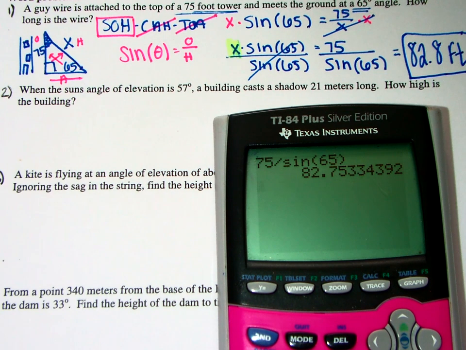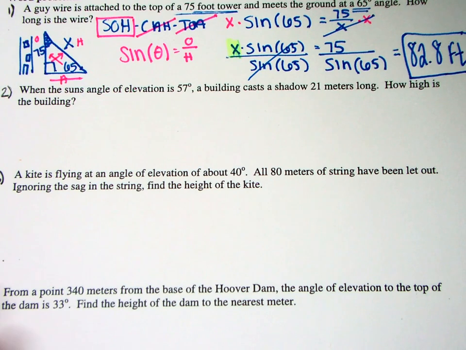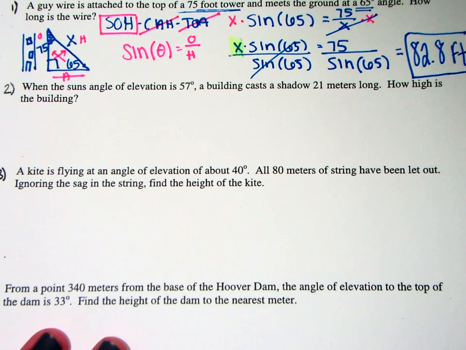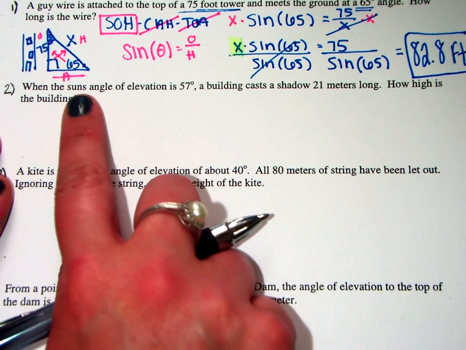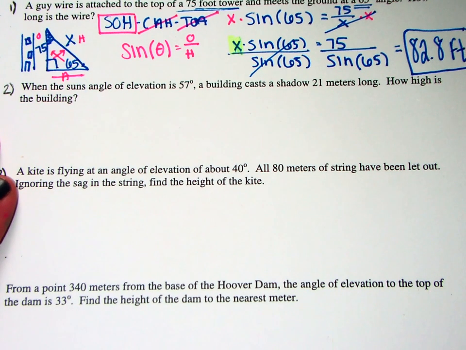All right, let's try another one. Remember, common sense problems, you just have to stop and think. Second problem: when the sun's angle of elevation is 57 degrees, a building casts a shadow 21 meters long. How high is the building?